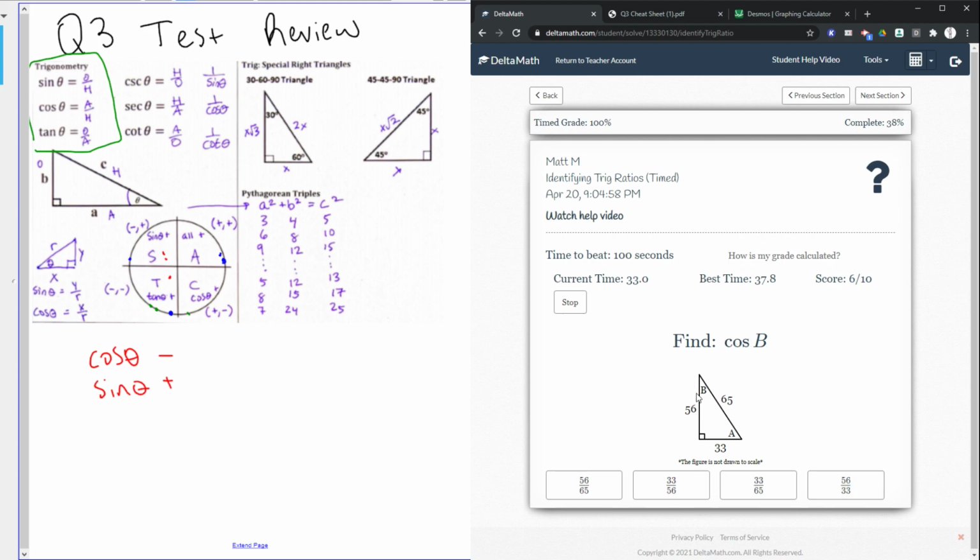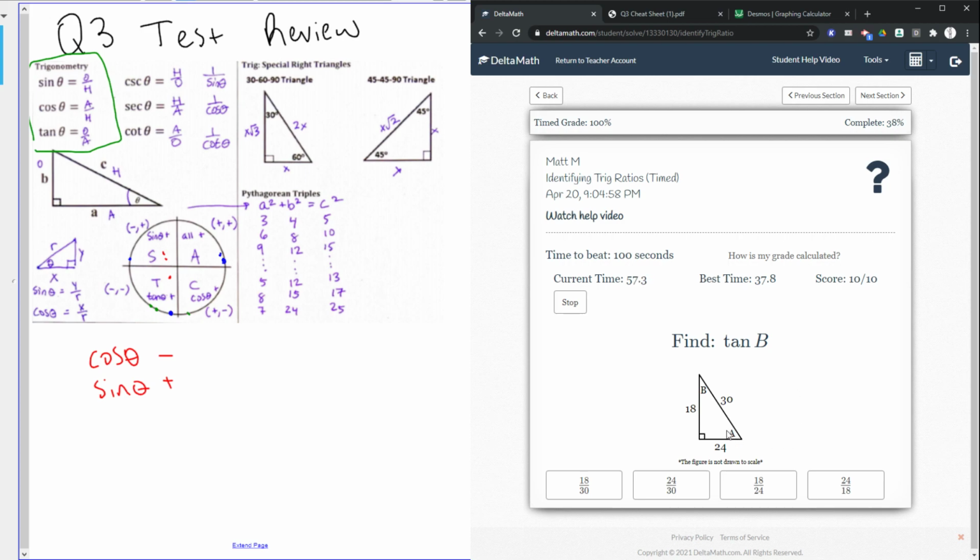Cosine of B, that's up here now. Adjacent hypotenuse, so 56 over 65. Tangent of B, opposite from B is 24 over adjacent 70. Tangent of A, opposite A is 16 over adjacent 30. Okay, tangent of A again, opposite over adjacent. Tangent of B, I've got 10 out of 10, so I can stop now.